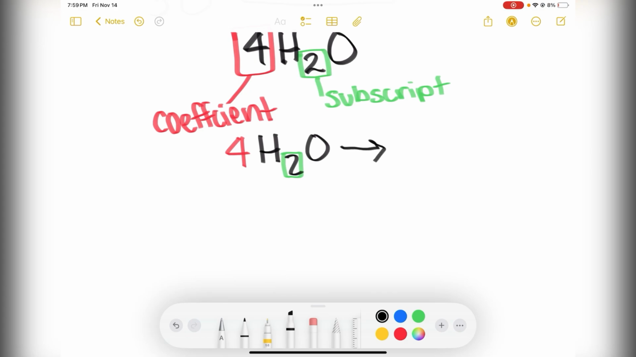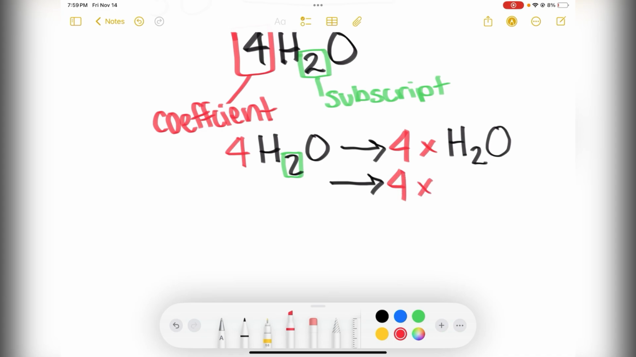So the next step is for us to go 4 times... Actually, let me go ahead and back up. 4 times whatever is outside of the parentheses. Got ahead of myself there. Whatever is the rest of the formula outside of the coefficient, which should be everything following it, it is 4 times that. So this is what we're going to do. We're going to count the atoms first.